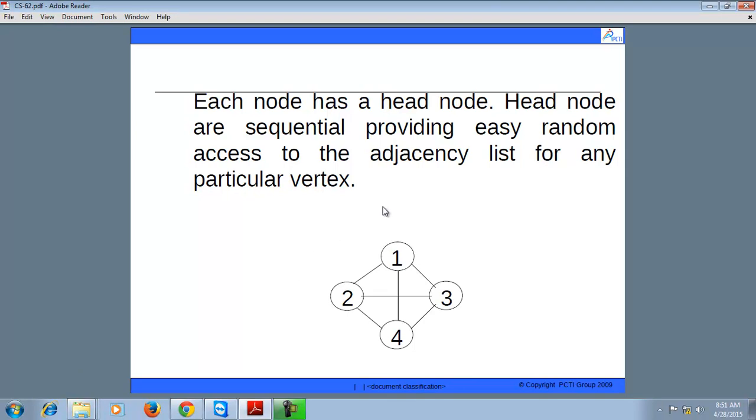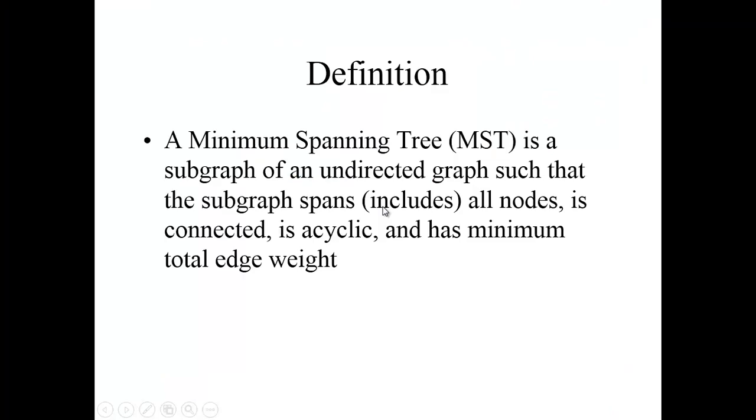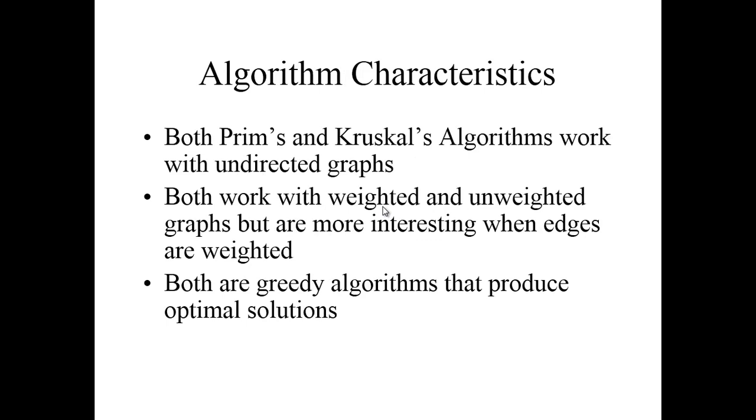Now, how these algorithms work, we will see with the help of an example. Firstly, minimum spanning tree, as we have discussed earlier, is a subtree of an undirected graph such that the subgraph spans and includes all the nodes, is connected and acyclic, and has minimum total edge weight. Means you will include all those edges whose total weight will be the minimum total edge weight.